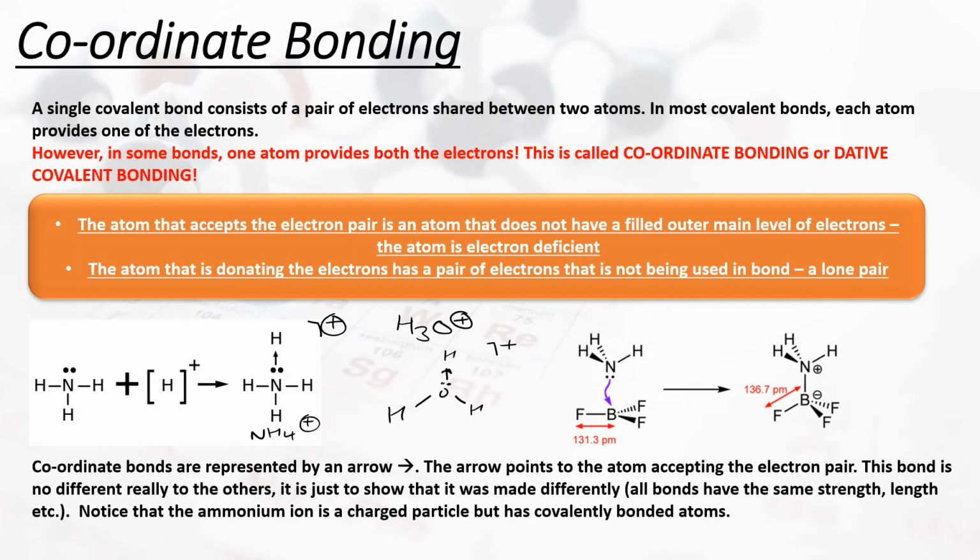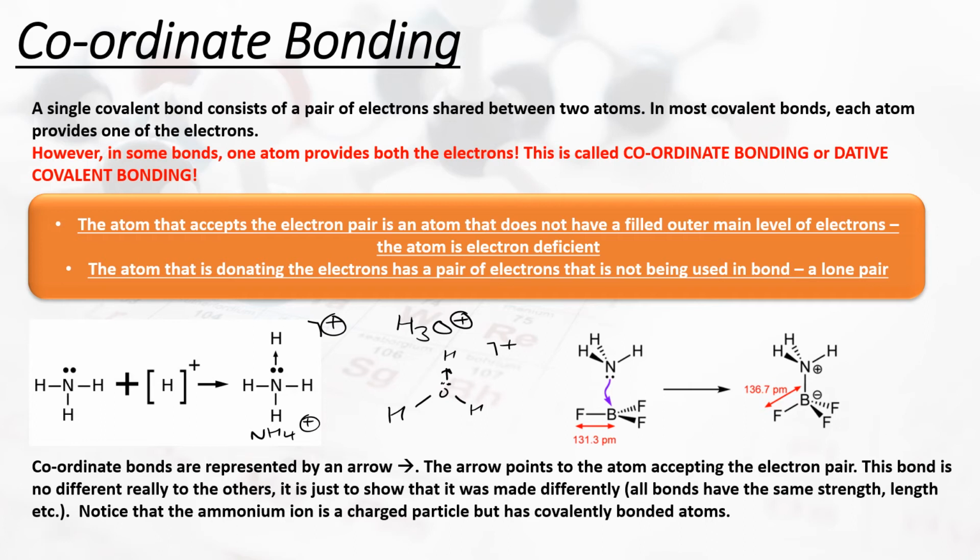And you can see there that it's been drawn as an arrow from that lone pair to the hydrogen. And then there's a bracket at the top to denote that the whole molecule has a positive charge. And note that this ammonium ion is a charged particle, but it was made from covalently bonded atoms. So while it's charged, we might think potentially it's ionic, it was made from covalently bonded atoms.